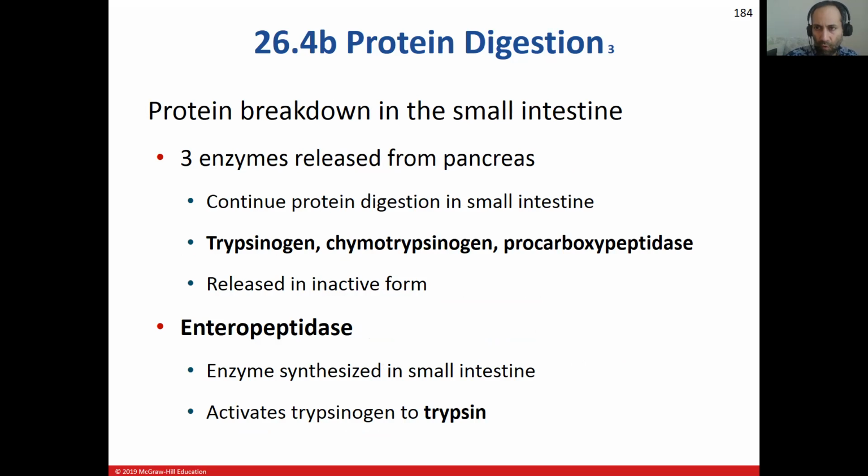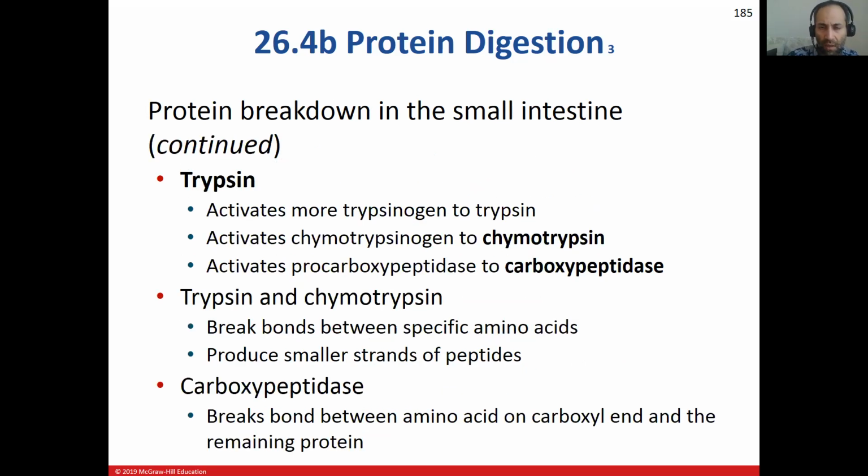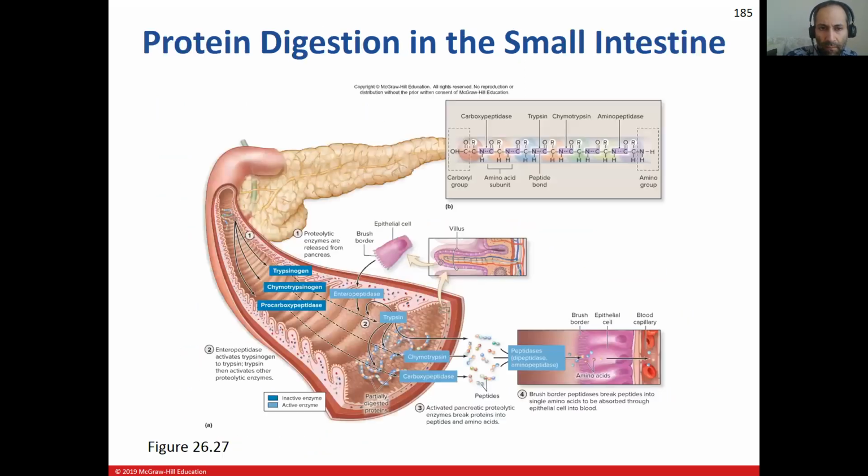And these are inactive forms of the enzyme. They get activated into further active products, like trypsinogen gets converted into trypsin. And trypsin basically goes on to activate chymotrypsinogen into chymotrypsin, which is the active form, and procarboxypeptidase to carboxypeptidase. Altogether, these are all proteases. They break down proteins into amino acids. That's what you have to remember, okay?